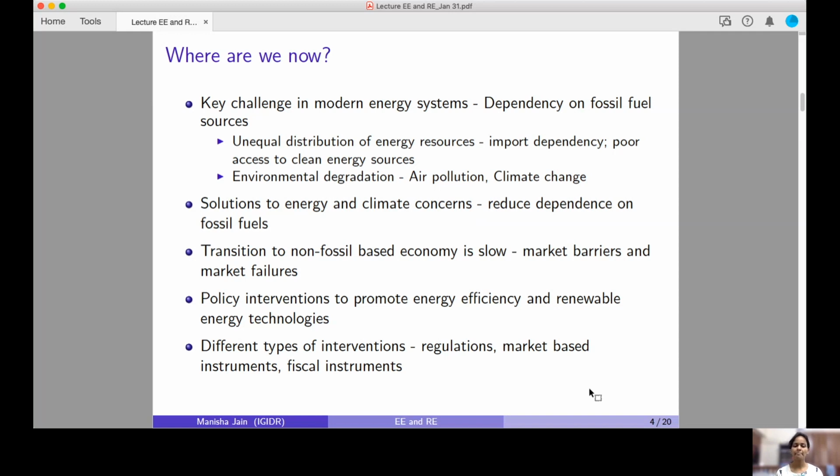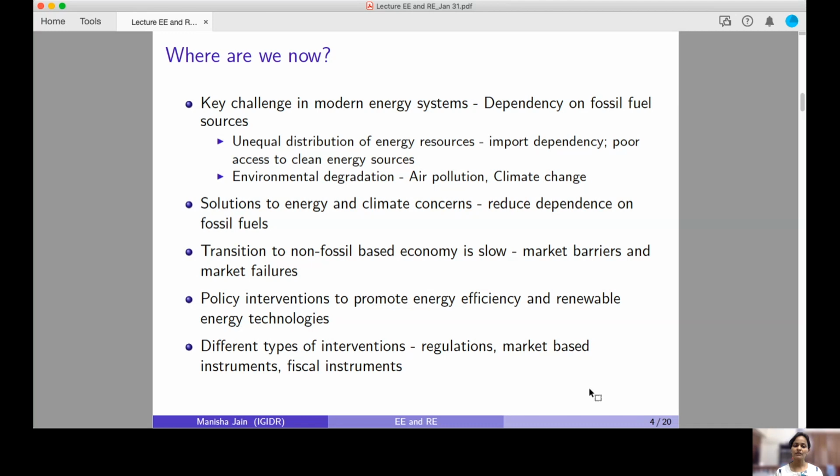When we look at the existing policies to promote energy efficiency and renewable energy as a means to reduce our dependence on fossil fuel, we'll find that these are the second best instruments. The first best instrument is the pricing instrument, which is either, say, you put a tax, or you give targets to companies and then allow companies to trade their emission reductions with other companies. But we don't see much of that happening. So we are relying on the second best solutions.